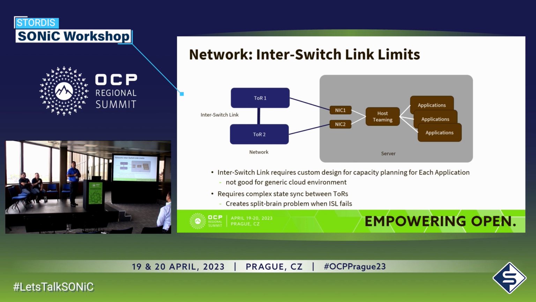This requires a little bit of customization. They need to understand the workload of each application running on the server, and based on that, decide how much of the bandwidth they need to dedicate for this inter-switch link. The other problem, which is very common with the inter-switch link, is called the split brain problem. If the inter-switch link goes down, or there's a race condition as they try to figure out who's active, that causes a very well-known split brain problem, and it's very difficult to recover from. So there are challenges with this.